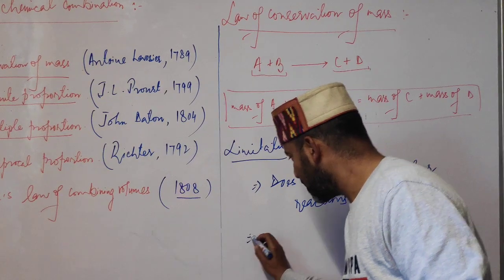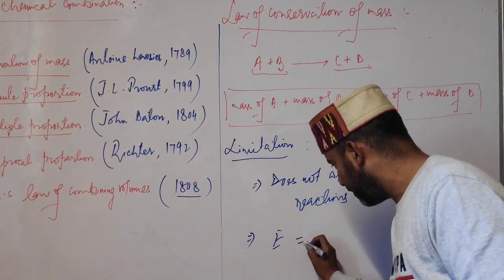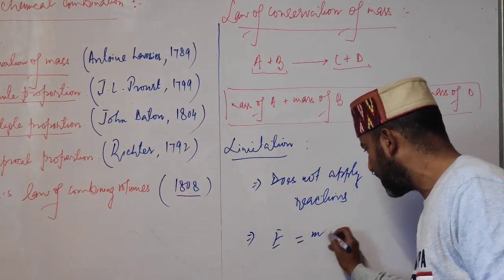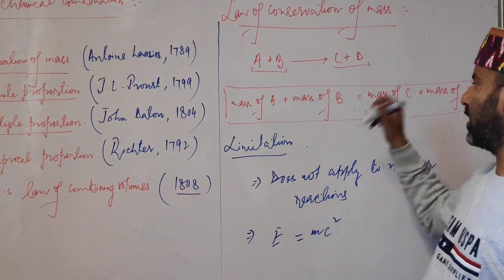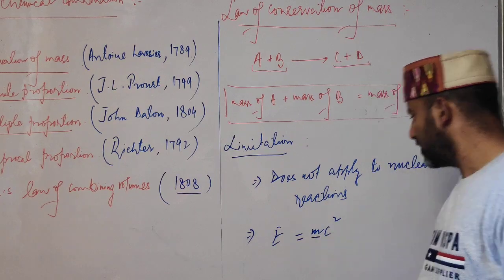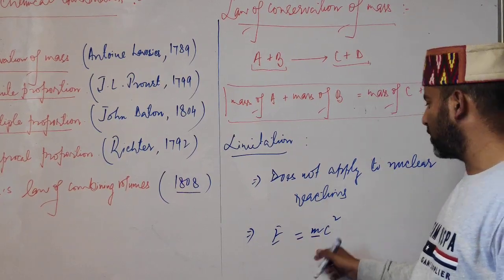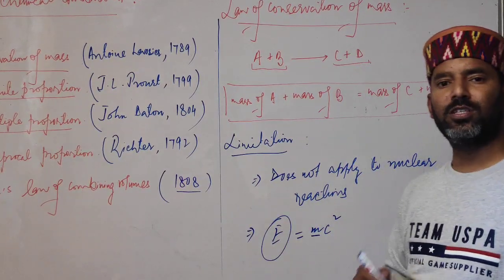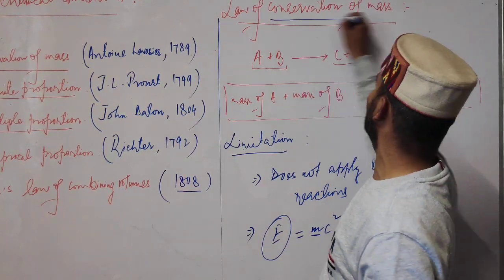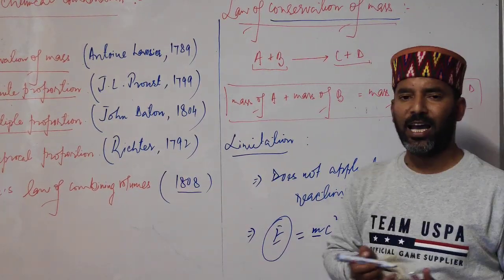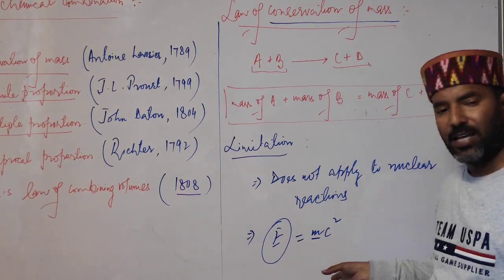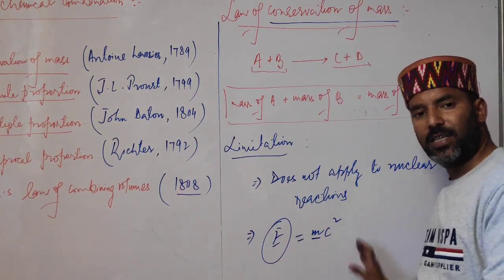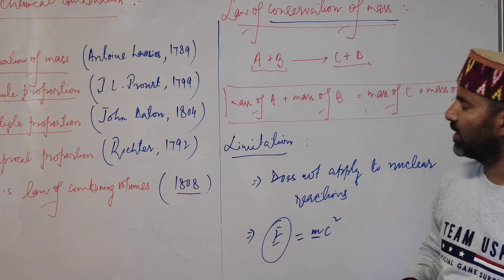And students, since we have an energy mass equivalence which says E is equal to mc square, that means say if in a chemical reaction mass is conserved, since c is a constant, that means E is also conserved. So students, this law of conservation of mass can also be called law of conservation of energy. Why? Because there is an energy mass equivalence which was given by Einstein.